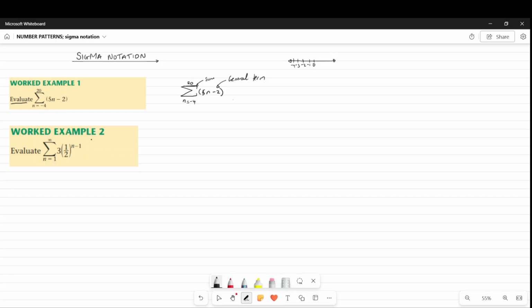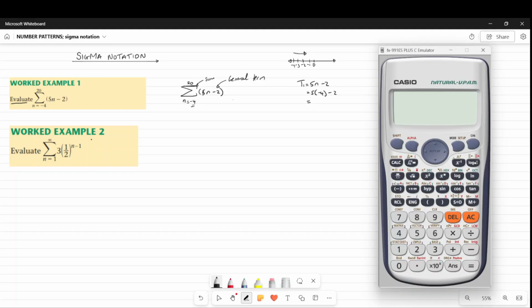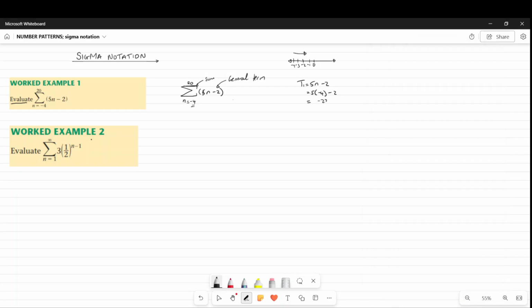Numbers are increasing from left to right. So this is n equal to -4, and this is where we're going to start. Our t1 will be 5n minus 2, so 5 open bracket -4 minus 2. Let's use our calculator. You will have 5 open bracket -4 close bracket minus 2, which will give us -22.